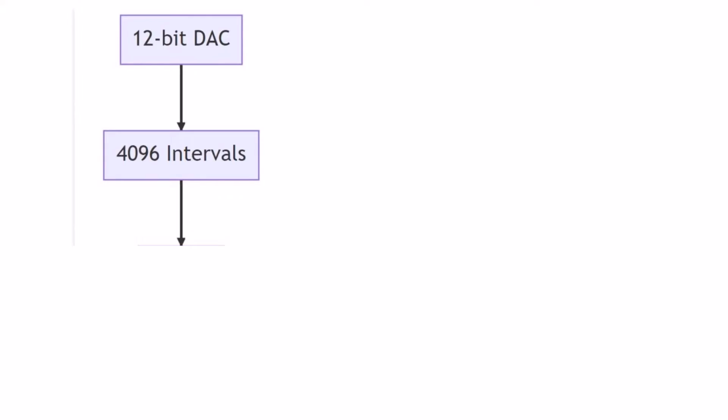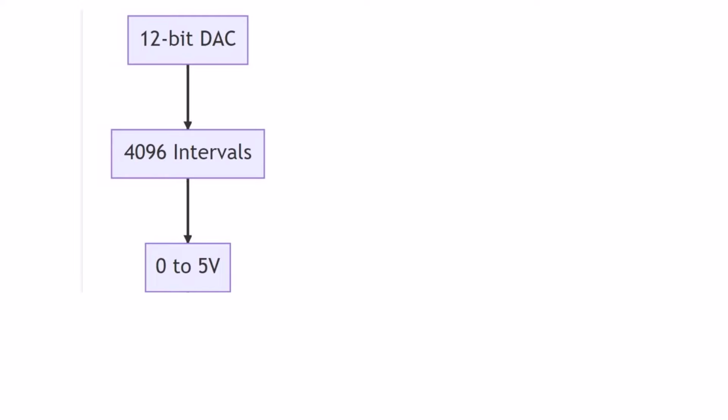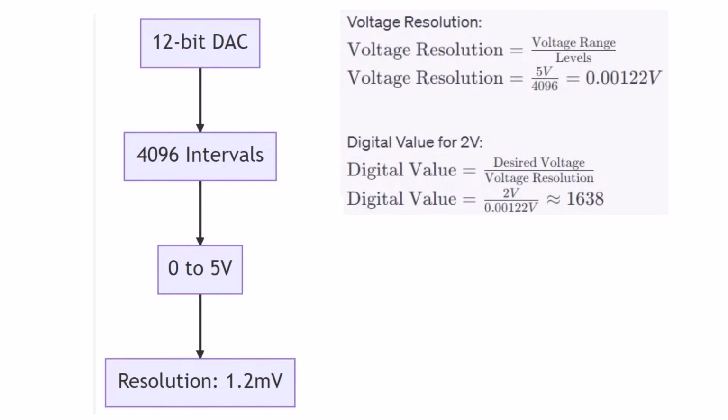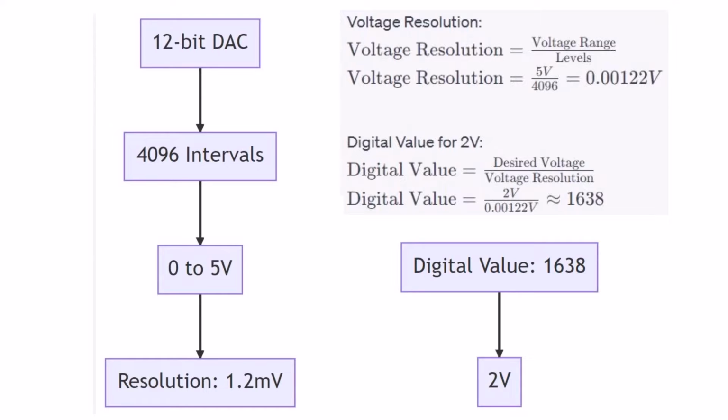Since it is a 12-bit DAC, it means it can divide this signal into 4096 intervals. For example, for a voltage range of 0 to 5 volt, an interval of 4096 is created, giving a resolution of 1.2 mV. If we want to generate 2 volt, then we can use this formula and the value we get is almost 1638. So, the digital value 1638 equals 2 volt.